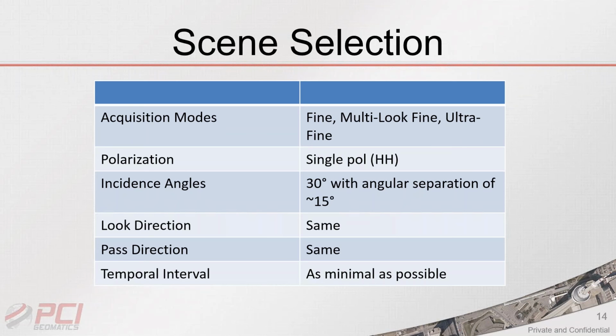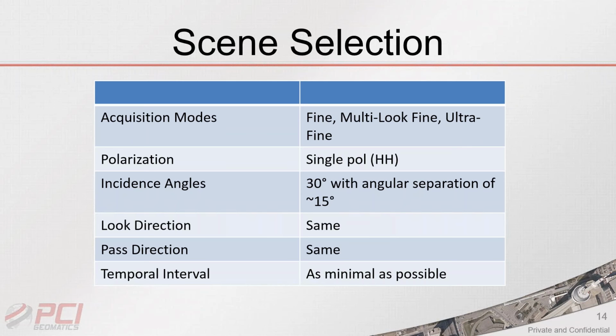Now the pass direction itself, it doesn't matter if it's descending or ascending, as long as it's the same direction for both images. Now, if you're intending on extracting a DEM over rugged terrain, it's suggested to acquire two stereo pairs. So you have an ascending pair and a descending pair. And each pair should have opposite look directions. This is to minimize the amount of geometric distortions. The last item is a temporal interval, which is the time lapse between when both scenes were acquired. For this, it's suggested to keep the temporal interval as minimal as possible.